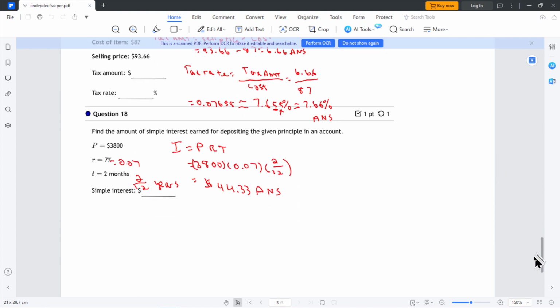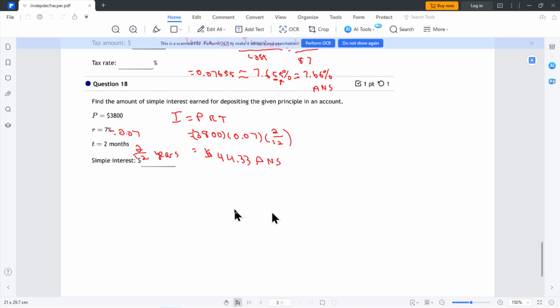Number 18. Simple interest. I is equal to P times R times T. So you see what P is. You see what R is. I wrote it in as a decimal. And T in years will be 2 over 12 years. So I'll put 2 over 12 here. And I multiply it out. And I end up with $44.33 for my interest. For my answer. Simple interest.